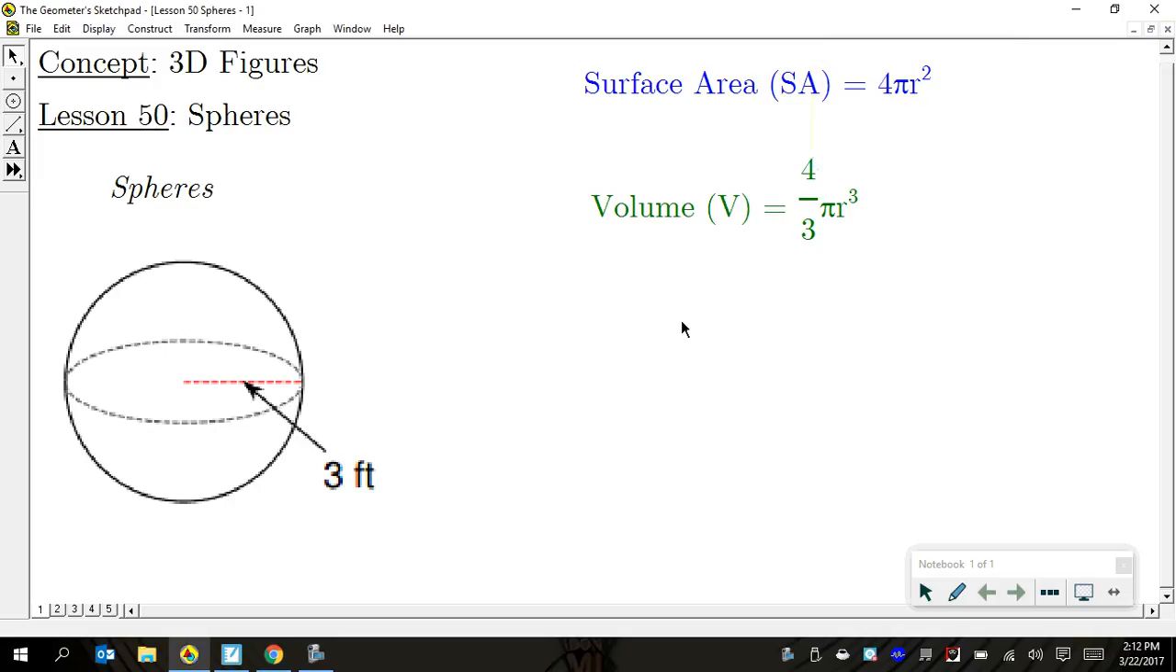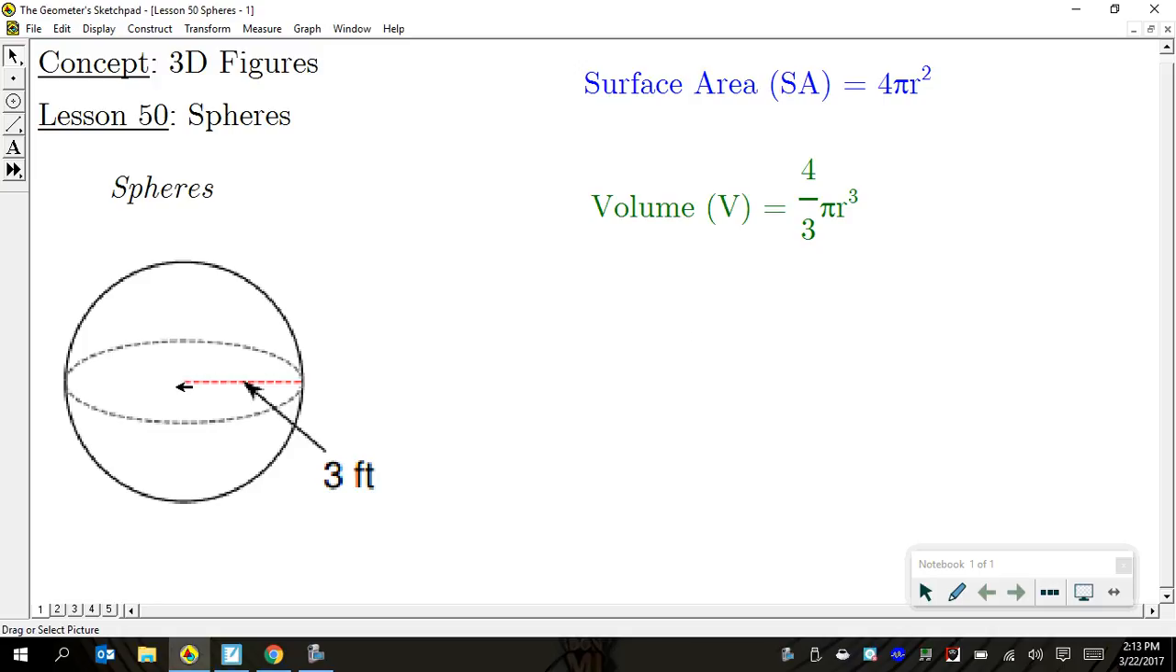Hey y'all, we have one more 3D object to talk about, and that is spheres. What's nice about spheres is there's only one dimension that you need to know in order to find its surface area and its volume. And it doesn't really have a lateral area since it's round. It's just got an entire surface area. So we have two formulas and one thing to plug in for each of those, and that is the radius.